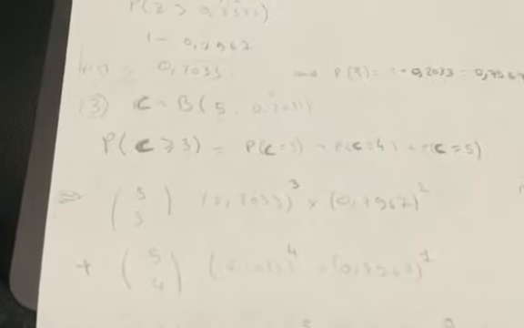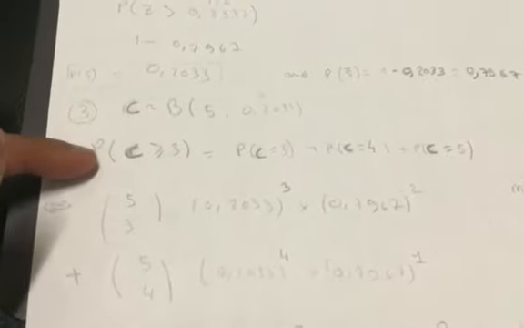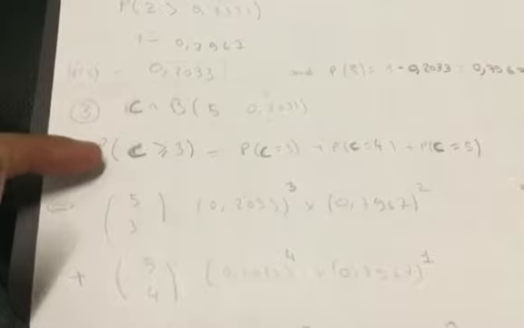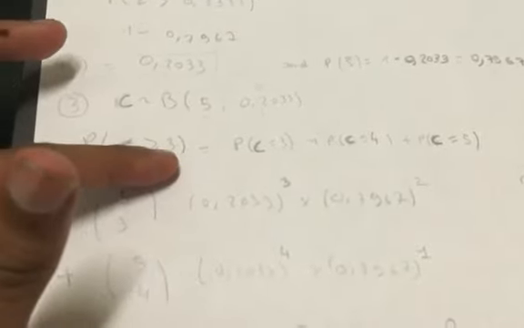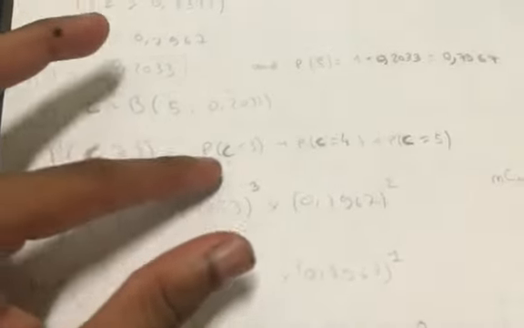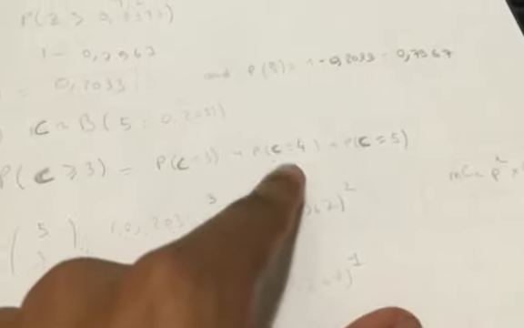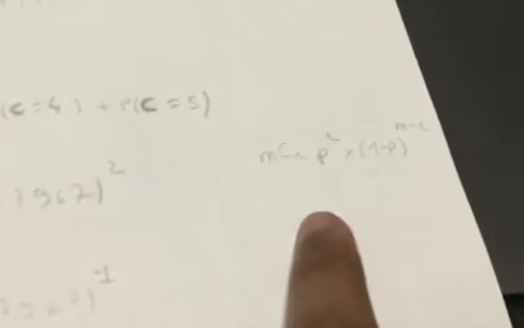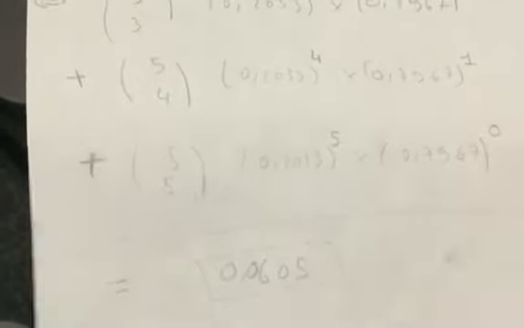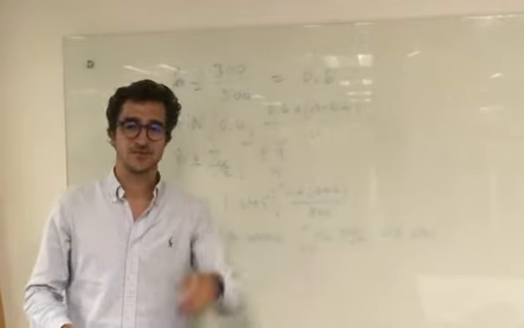So we have to calculate the probability that C is higher than or equal to 3. It equals the probability that C equals 3 plus the probability that C equals 4 plus the probability that C equals 5. With this formula we can calculate each probability with a calculator. The result is 0.0605.